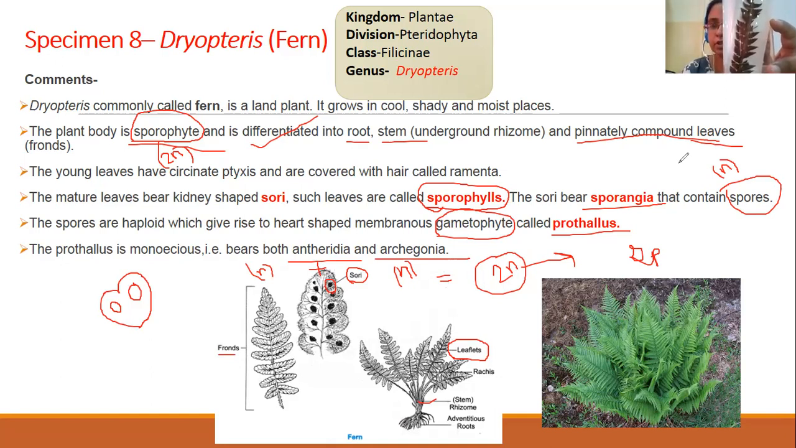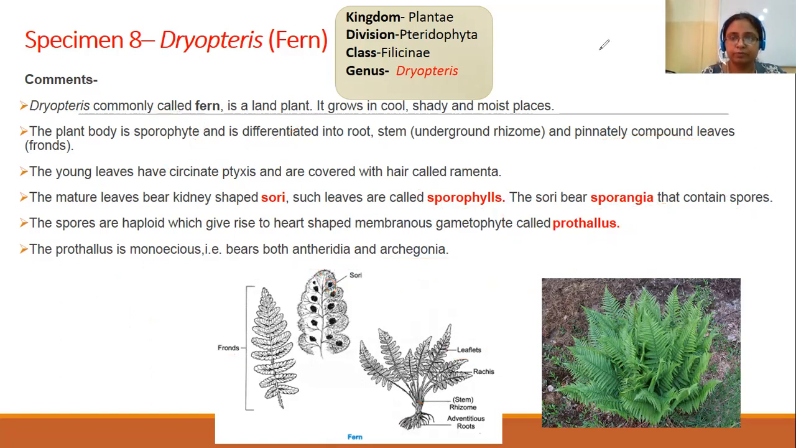But in this specimen, you cannot find the sori. Fine. They will be filled with the spores. If this comes in the exam, you have to write 2 to 3 points on it. First you have to identify it, then comment upon it, and then you have to make any one diagram of it, like this diagram you can draw. Fine. So in this way it will come in the spotting.